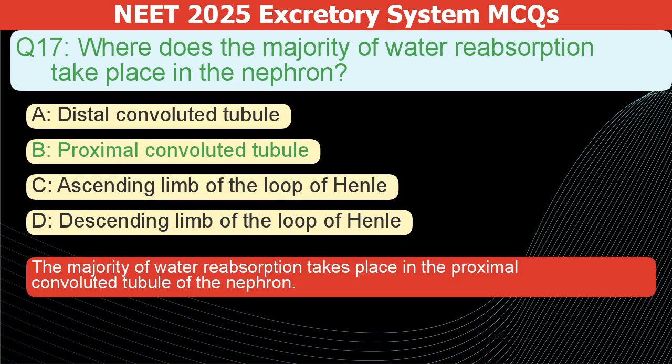The correct answer is B. The majority of water reabsorption takes place in the proximal convoluted tubule of the nephron.